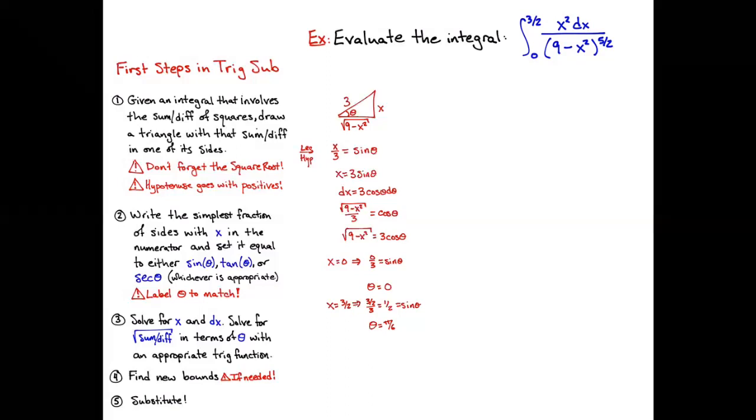My new integral is going to be from 0 to pi/6. The numerator, x squared is 3 sine theta squared, times dx, which is 3 cosine theta d theta. And the denominator is the square root of 9 minus x squared, which is 3 cosine theta, all raised to the 5th power.